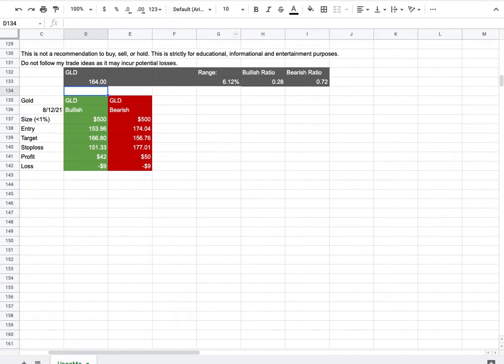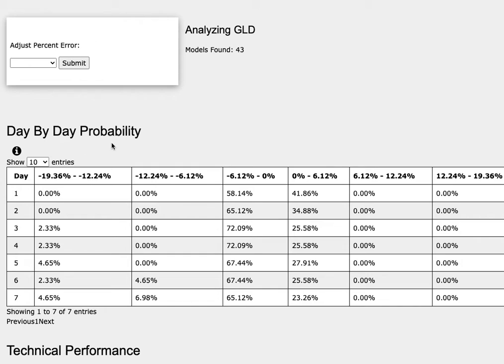So how did I develop these trade ideas? It all comes from the day-by-day probability model. As we progress to the 5th day or week of trading, gold futures has a 28% chance to climb between 0 to 6%. To the downside, it has a 67% chance to fall between 0 to negative 6%, and a 5% chance to fall between negative 12 to negative 19%.